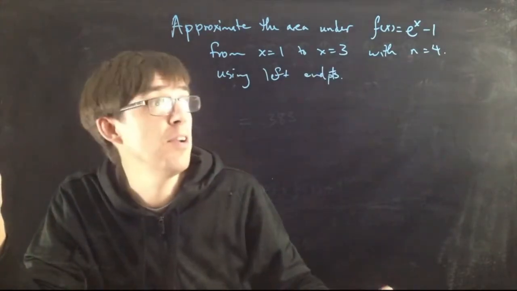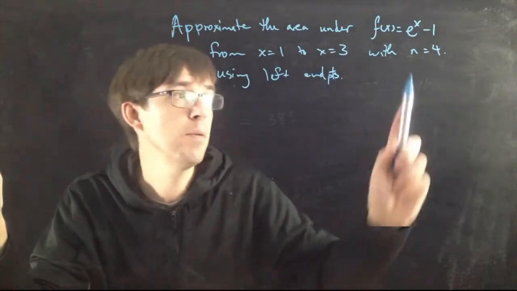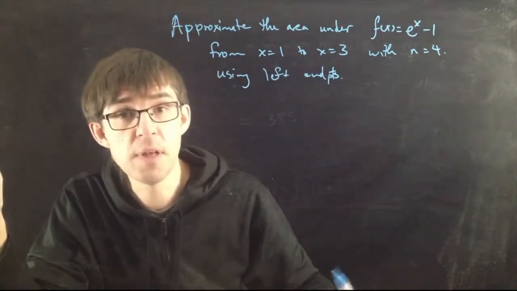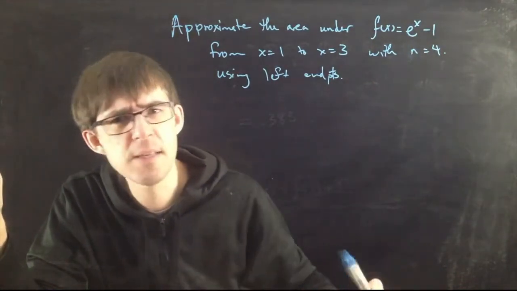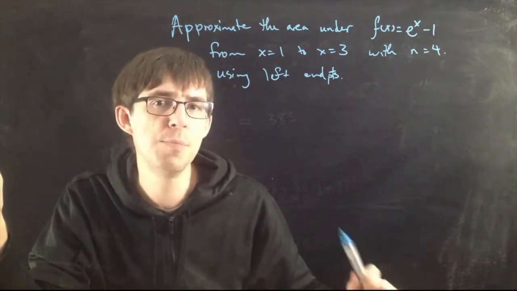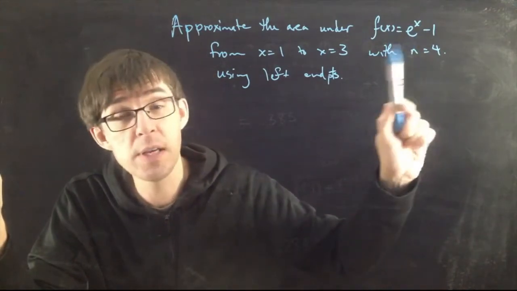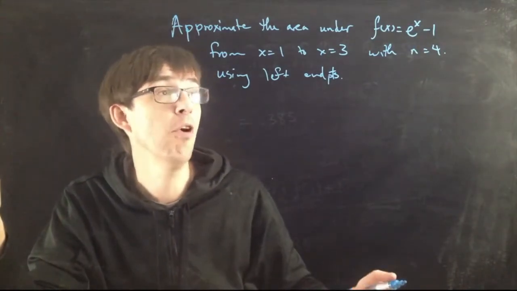Approximate the area under f of x equal e to the x minus 1 from x equal 1 to x equal 3 with n equals 4 using the left endpoints. Are you worried about this e to the x thing? Don't worry about it. Actually, these ones are always going to be easy to do provided that you remember the steps. No matter what this function looks like, you should not be worried ever at all.